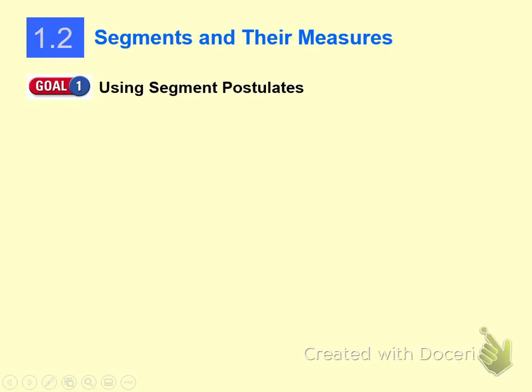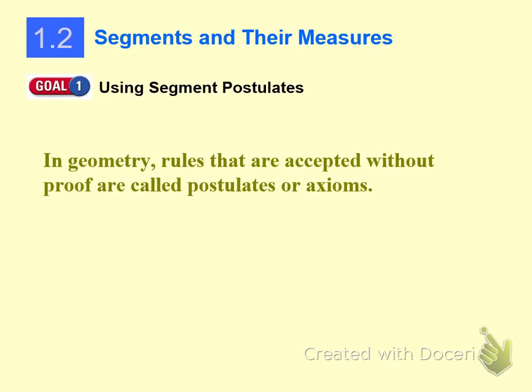All right, so we're going to learn 2 geometry words. One of them is a postulate. In geometry, you can just put that a postulate is a rule accepted without proof. A rule accepted without proof.